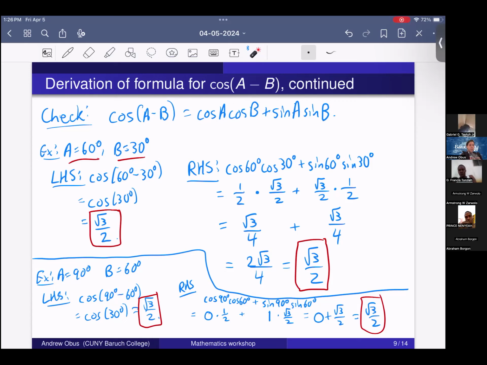Okay. Great. So, I encourage you to try it on your own with whatever angles you want. Try 90 and 45 or whatever. We're not going to do it now, but try it on your own and it will also work. Okay.